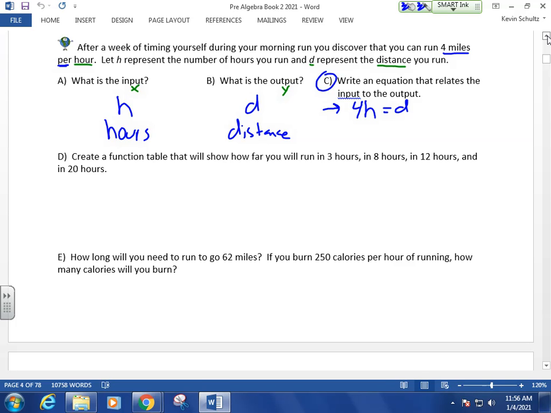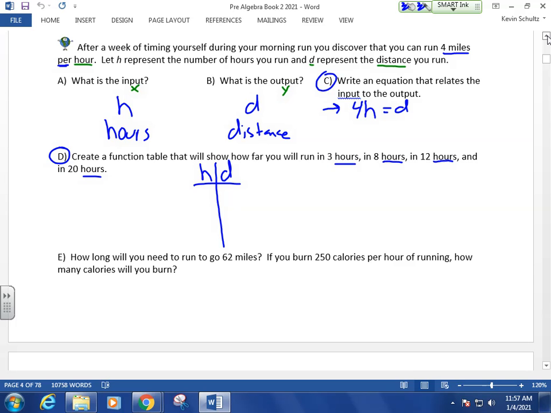If you're looking for a really great hint as far as to know which is the input, which is the output, take a look at letter D here, because I'm asking you to create a function table that will show how far you run in 3 hours, 8 hours, 12 hours, and 20 hours. Notice what I'm asking for. Hours, hours, hours, hours, right? I'm telling you how many hours you are running, and I want you to test each of those to get the total distance. I'm asking you to input the number of hours to get out the total distance that you run.